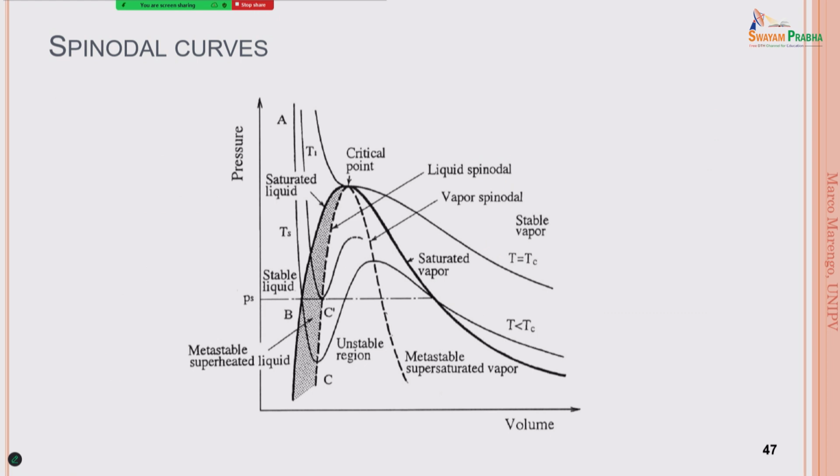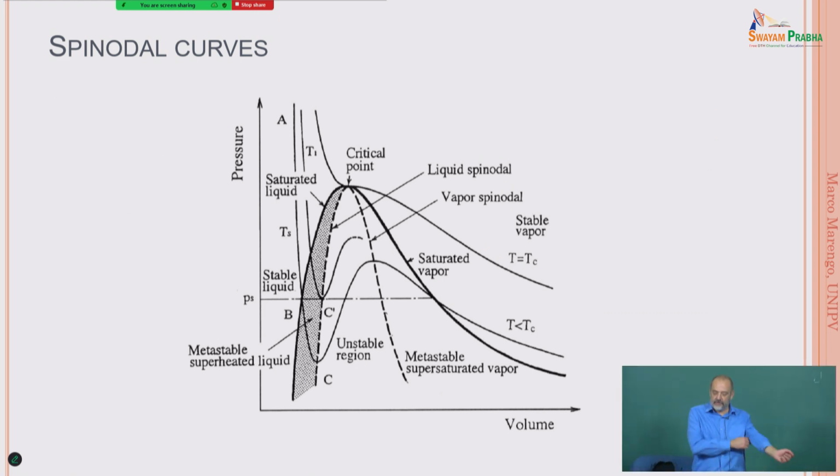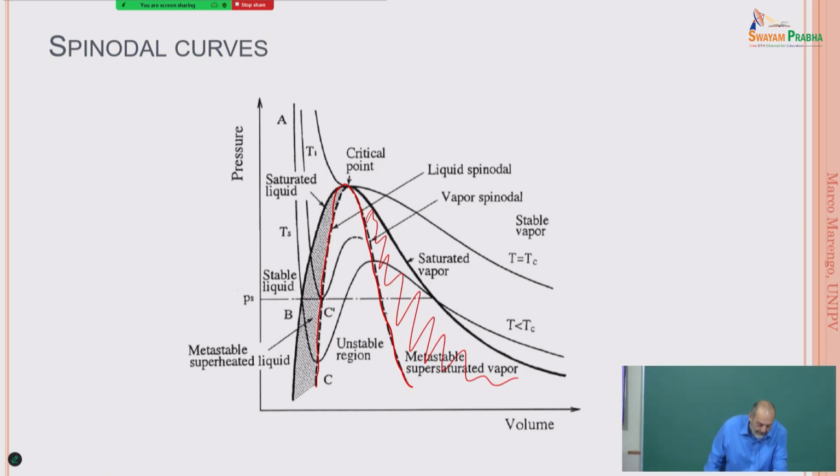So these points are the so-called spinodal curve. So the spinodal curves are this curve here, that are defining where we may still have a metastable condition and not. So we can have a metastable condition in this gray zone. We can have a metastable condition in this zone, but not inside the region between the two spinodal curves.